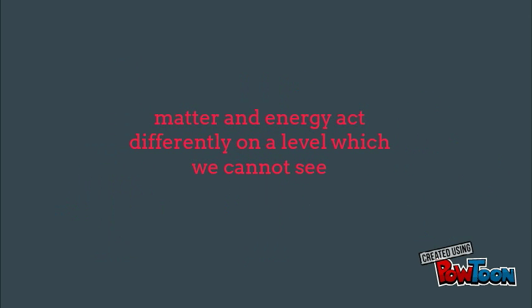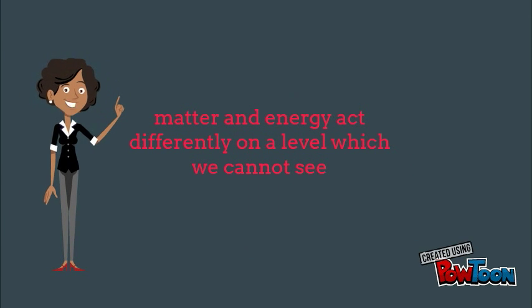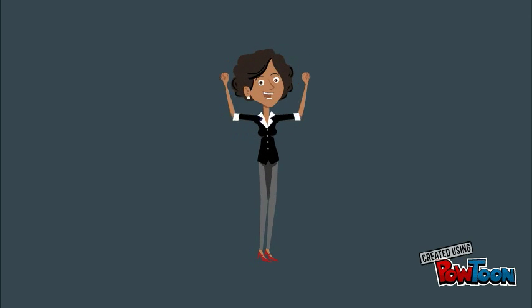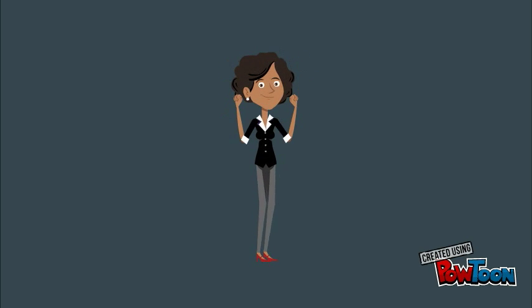All you really need to take in from this whole video is that energy and matter act differently on a smaller level which we cannot see, which are the atomic and subatomic levels, which are billions of times smaller than what our eyes can see. So that's all you really need to take in for this whole video. There are so many different parts to the quantum theory that it's hard to comprehend all of that. But if you just put this definition in your head when you're learning all the different parts, it will make things so much easier.